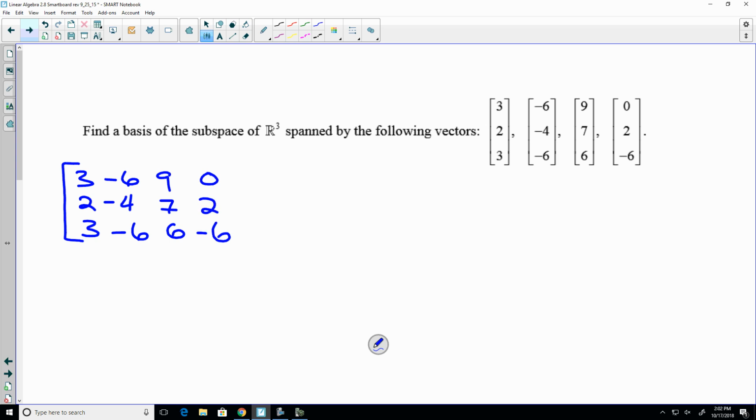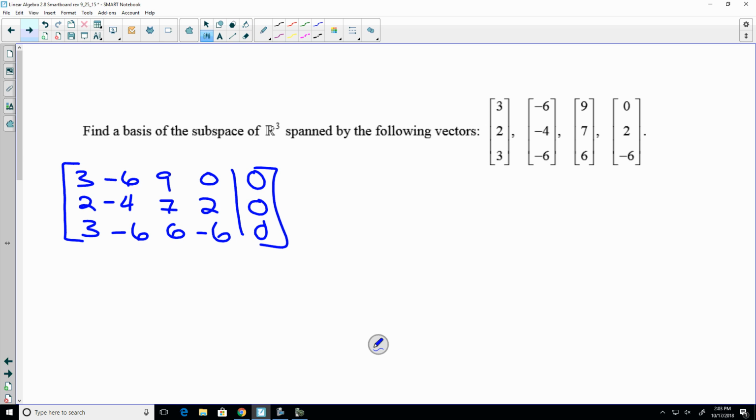Please, please, please do not draw the line here. The system is not this equals that, okay? These are just the 4 vectors. If you're going to augment, you need to augment with 0, because you're going to see if AX equals 0 has the trivial solution or others, right? But all I really want to know is which ones are independent from each other.